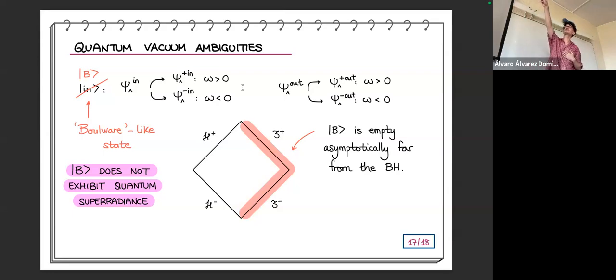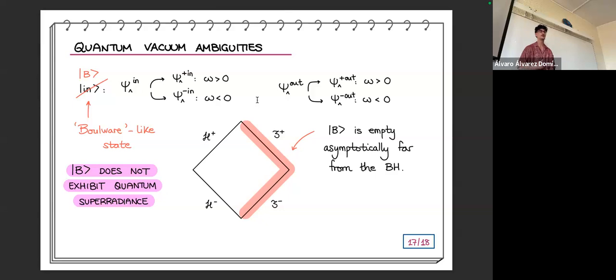Okay, so the point is, if I choose the in and out basis, what happens? What happens is that this quantum vacuum, the quantum vacuum defined by this choice, is going to be empty asymptotically far away from the horizon, both in scri minus and scri plus. What does that mean? That we do not have superradiance, quantum superradiance. And now you will say, and what are you telling me then? That's physics. Physics depends on the observer, basically.